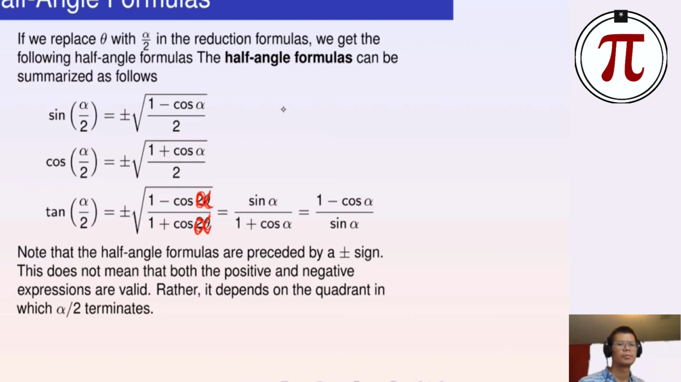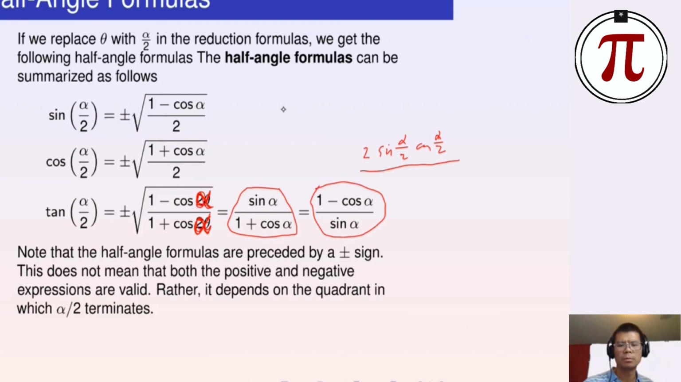Okay, I believe it should be plus minus here. Well, you need to determine the sign, or rather, it depends on the quadrant. So here for these two, is that going to be the same? I do not think so. Sine alpha is 2, and the bottom one plus that is 2. Yes, these are good.